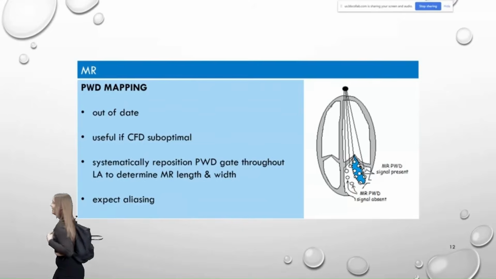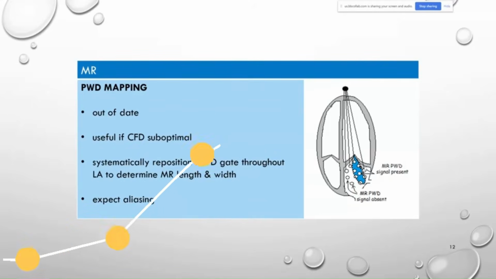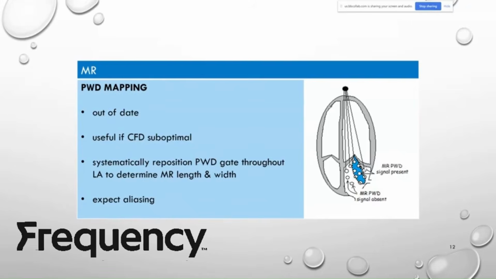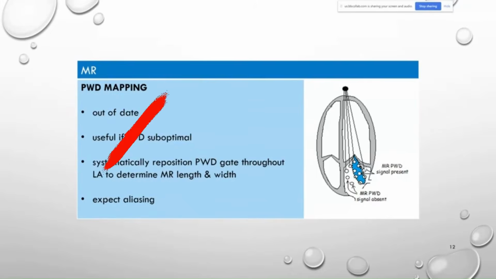The higher the depth of that sample volume, the longer that PRF is, because the ultrasound wave is going to take longer to travel. So it's going to take a longer interval for us to be able to get that returning frequency. But again, we do not use this anymore.